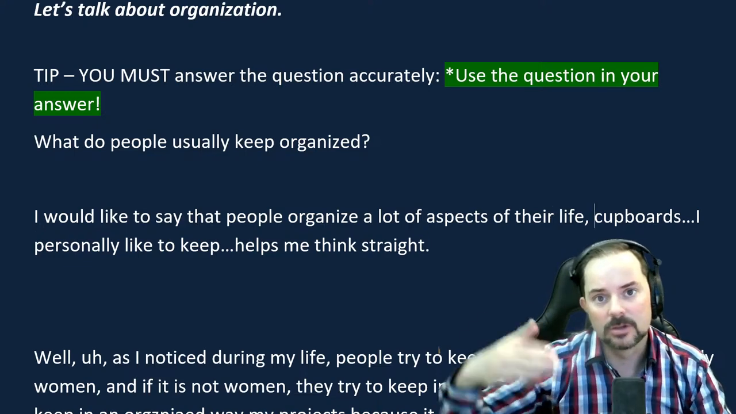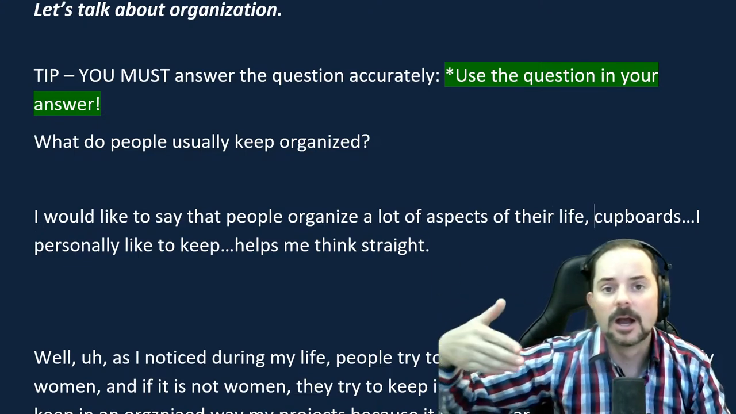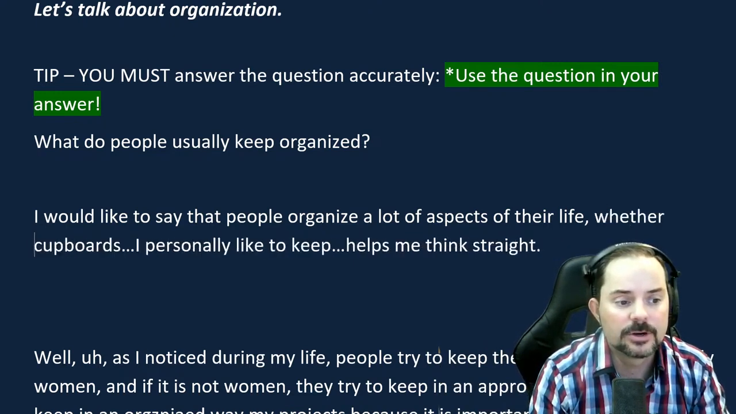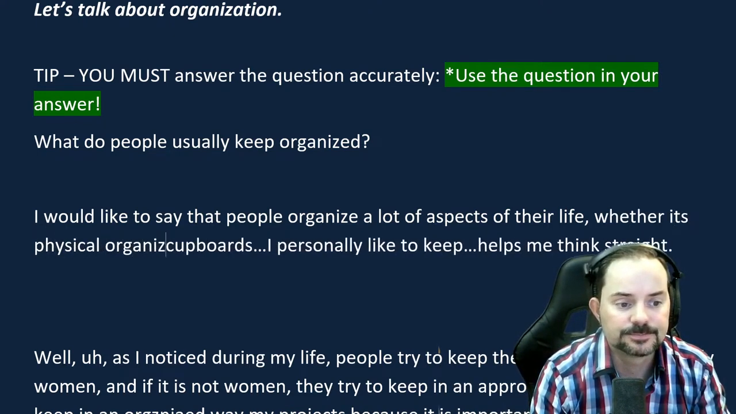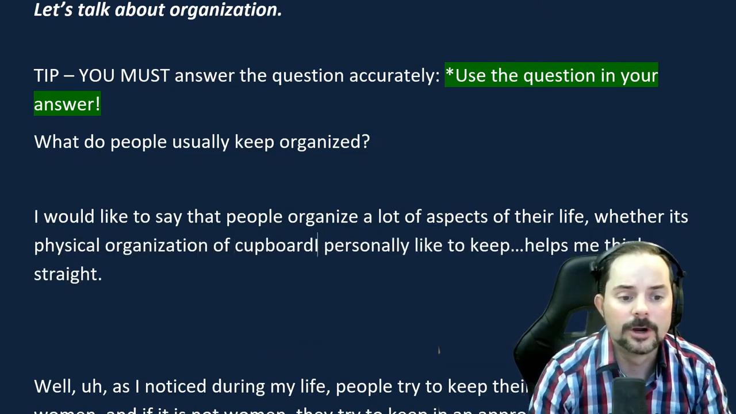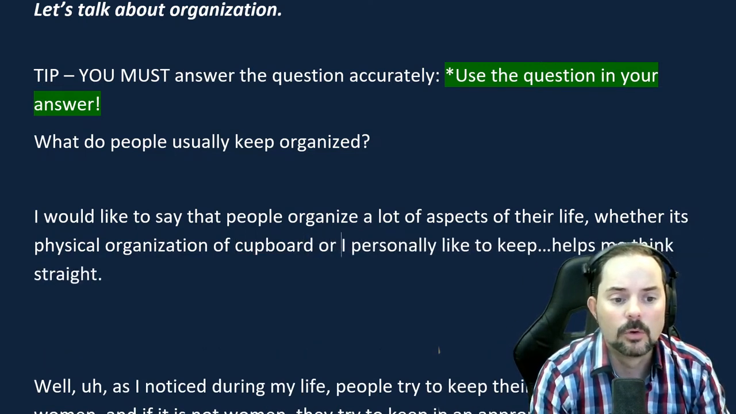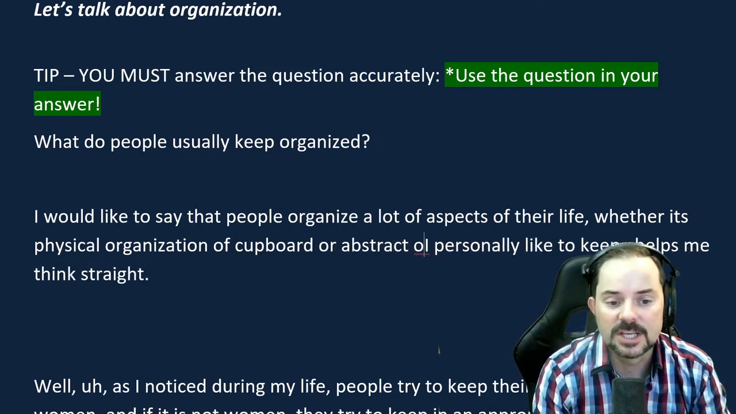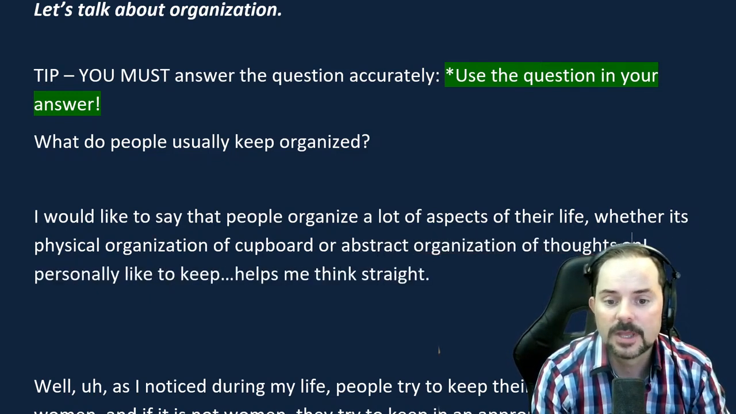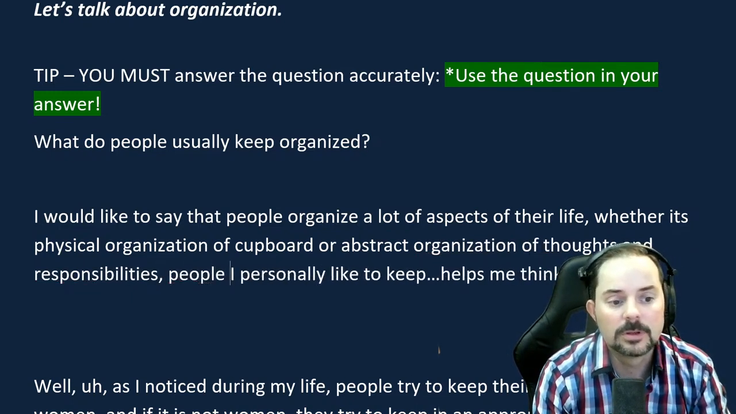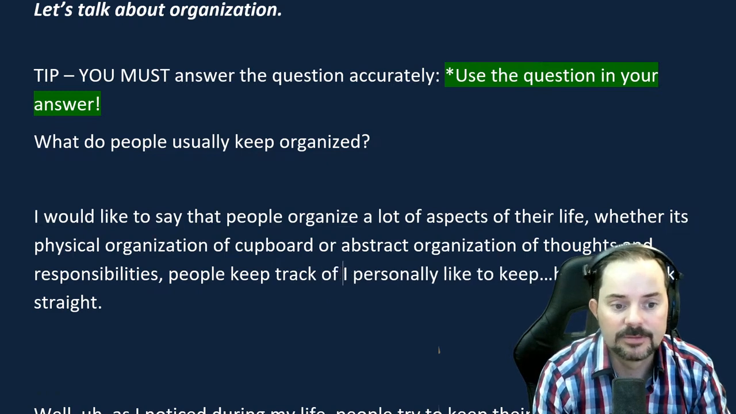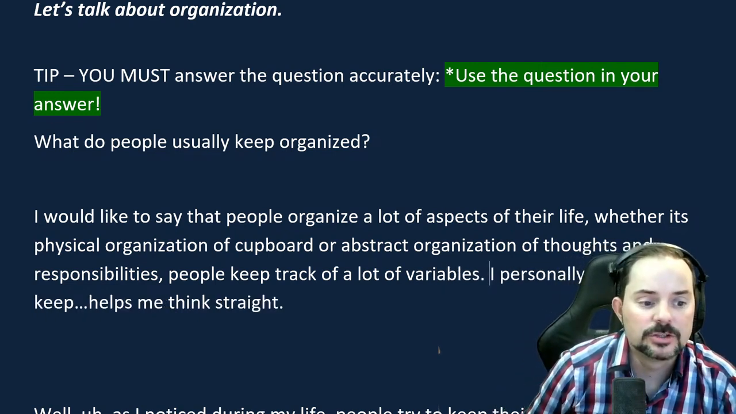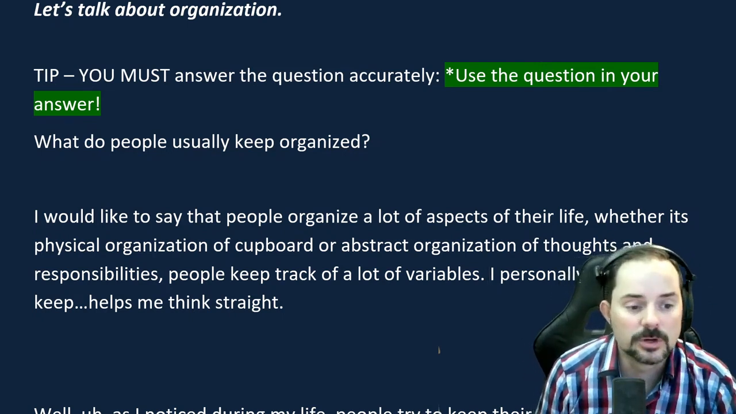And then rather than making a long list, like cupboards, bedrooms, computers, try to be a little bit more tactful with your grammar. So say, for example, whether it's physical organization of cupboards or non-physical. Now, if you have the vocabulary, you can say abstract organization of thoughts and responsibilities. People keep track of a lot of variables. Okay. I personally like to keep my notes and my schedule organized, as it helps me to think straight.